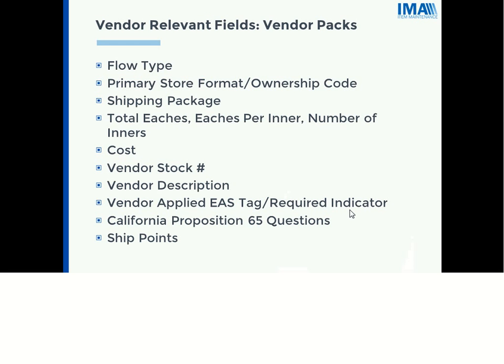We also have the total eaches per enter and number of enters, as well as the vendor description, the EAS tag indicator that's on the item tab as well as the vendor pack tab. So you just need to make sure that those answers match between the two tabs. And we also have California Prop 65 questions.